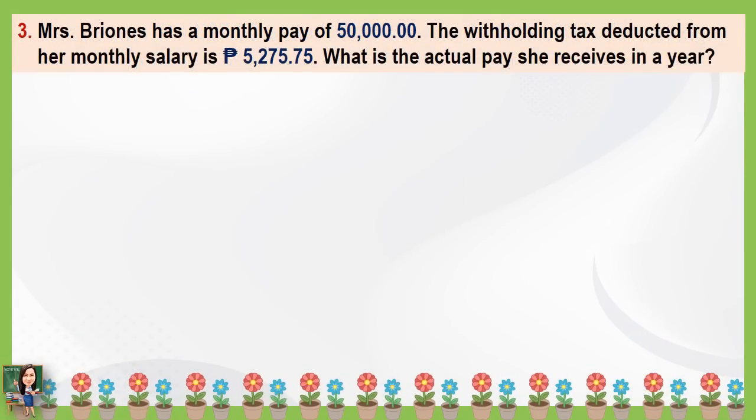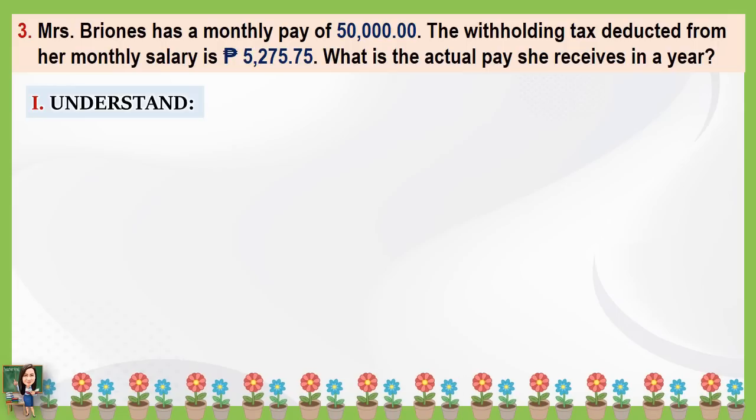Number 3. Mrs. Briones has a monthly pay of 15,000 pesos. The withholding tax from her monthly salary is 5,275 pesos and 75 centavos. What is the actual pay she receives in a year?